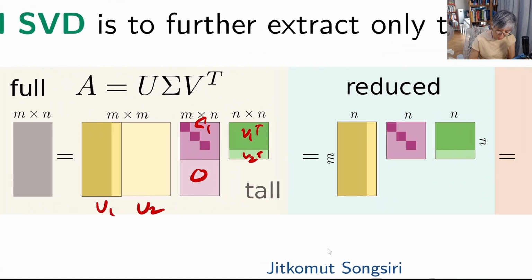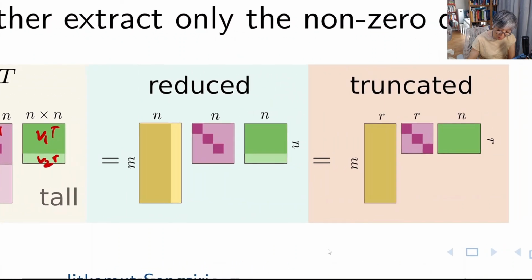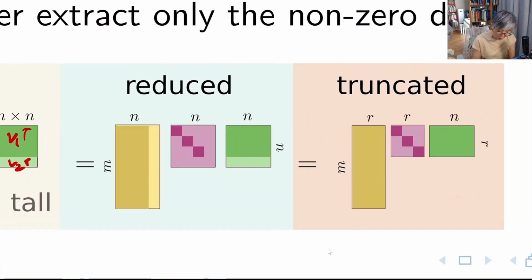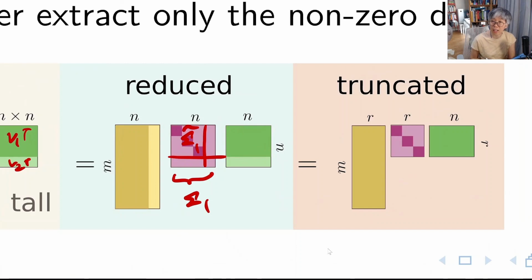So after you perform a reduced form, you can further take the truncated form, which means I only use the portion of sigma 1 tilde. Let's say the whole thing is sigma 1. I can further take this part, multiply with this, and this gives the truncated form.